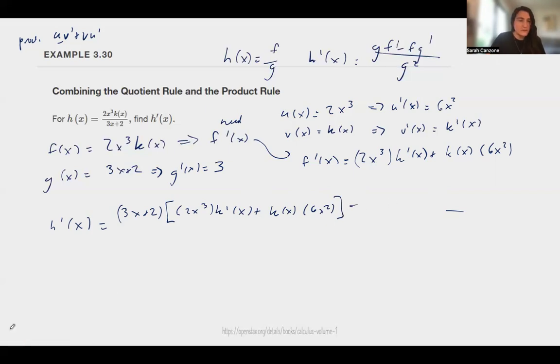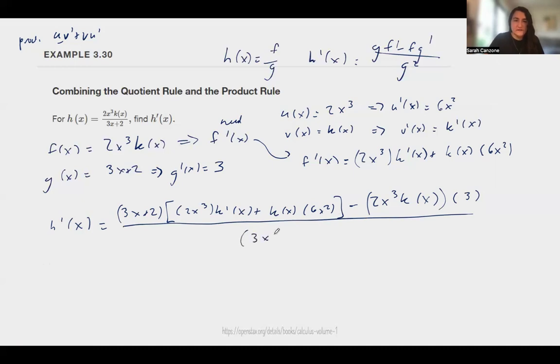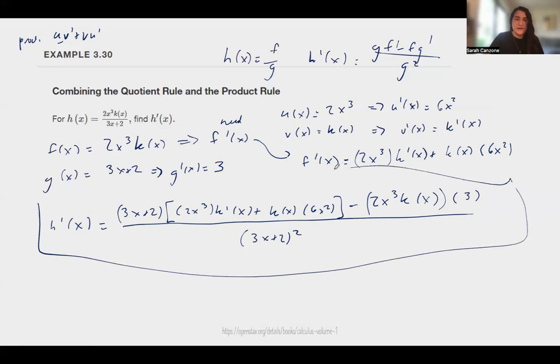Now we're subtracting. Sorry, I want to get rid of this little marking here. That's not supposed to be there. Minus f, which is just my numerator. So that's 2x cubed times k of x. I'll put parentheses around that whole thing, times g prime, which is just 3, all over the denominator squared. So that's 3x plus 2 quantity squared. And that is our answer. It looks kind of crazy. It looks kind of funky. That is just the answer because we don't actually know what k of x is.